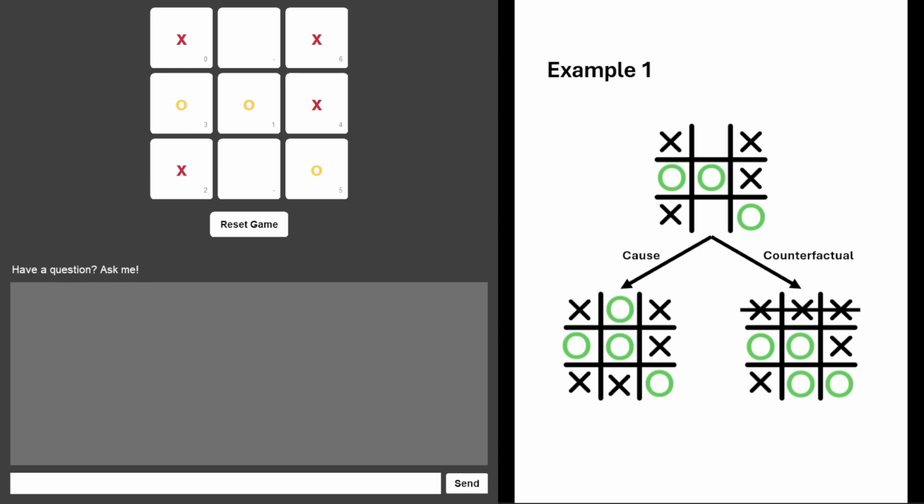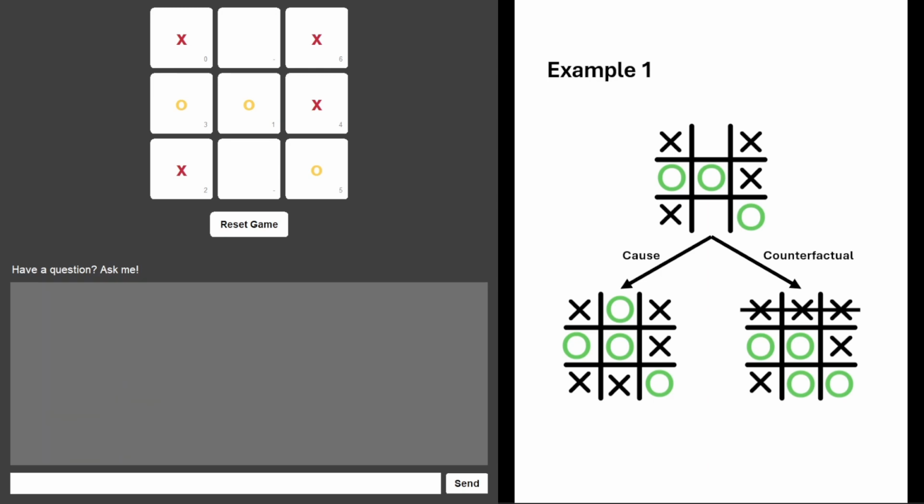From this board position, we only have one move that prevents us from losing immediately. Our only option is to place our piece in the top middle position. Therefore, in this case, this move is our cause for the effect of avoiding defeat.